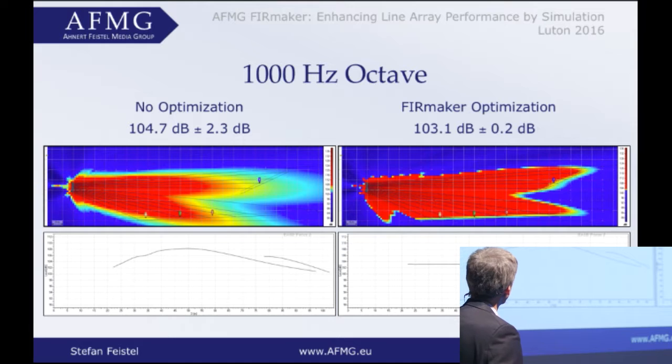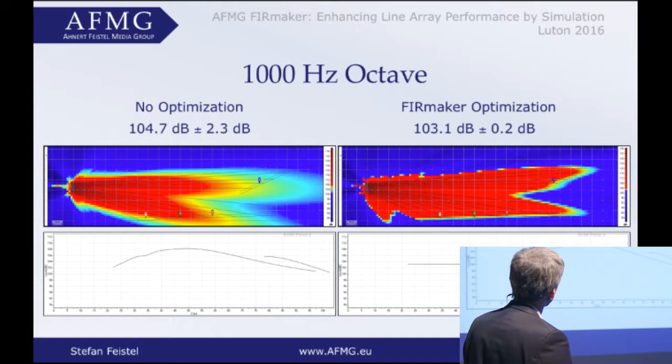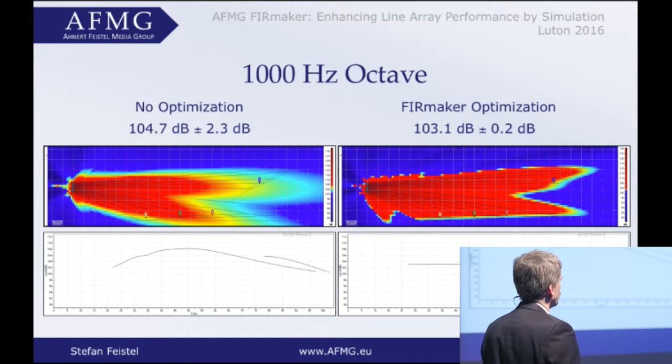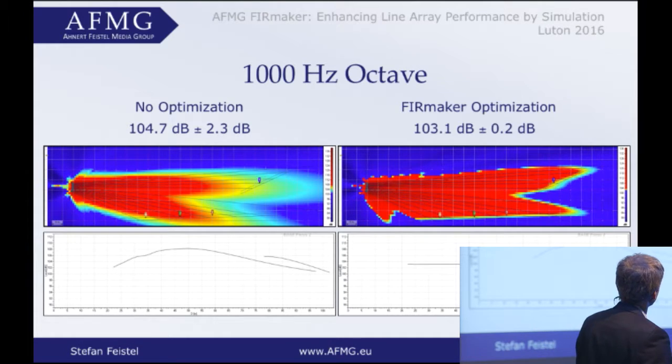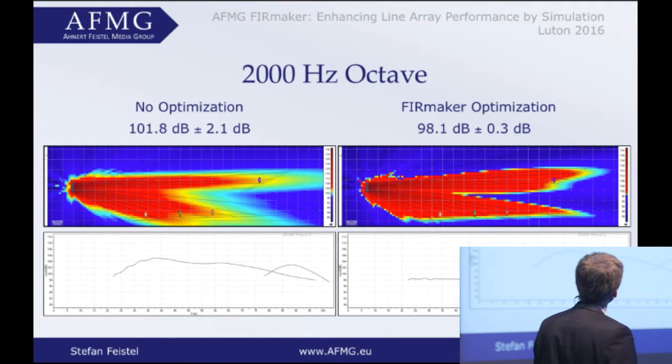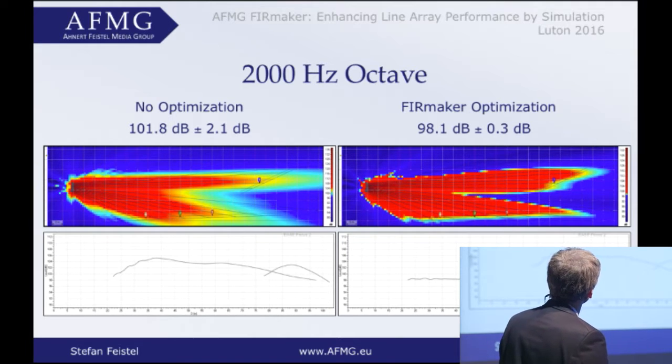Very similar picture at 1K. Here we have a little bit of a beam split up in the conventional case, which helps a bit with level distribution, but still the standard deviation across the venue is 2.3 dB, and when we optimize for very high uniformity, we get down to 0.2, very flat level distribution again. At 2 kHz, it's even better. Same picture here. We have a lot of inhomogeneity. Well, a lot, that's maybe scale of 5 dB here for the conventional system, and with FIRmaker it's very smooth.